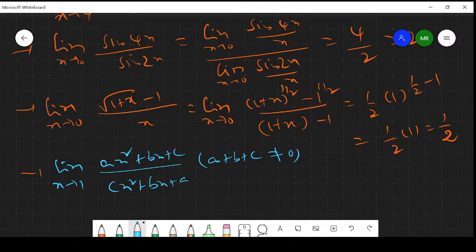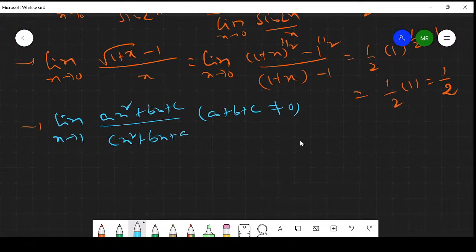The value is given: x approaches 1. It is a very simple problem, and I think you can do it easily. Direct substitution works here, so you can verify by substituting the limit.